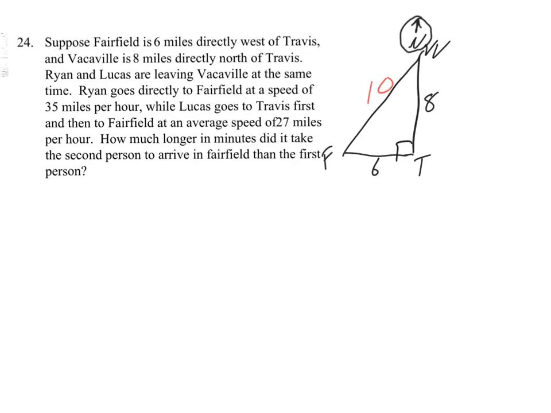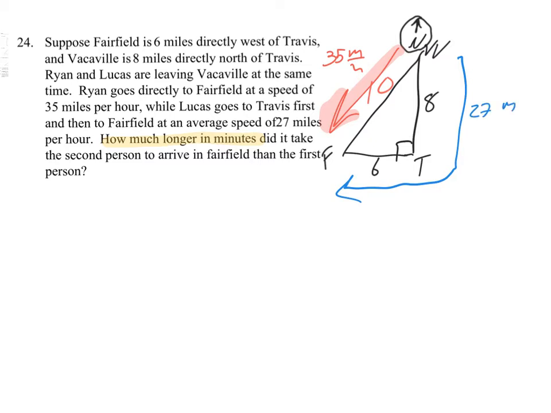Okay, so what is this problem really asking? Well, it's really asking how much longer in minutes it took for the first person to arrive than the second person. So we need to know the time it took each person to arrive. Well, let's make a couple notes. I'm going to do things in different colors. I got Ryan is going directly to Fairfield at a speed of... What's his speed? It looks like it's 35 miles per hour, okay? While Lucas, I'll do Lucas in blue, is going to Travis and then Fairfield, and he's going 27 miles per hour.